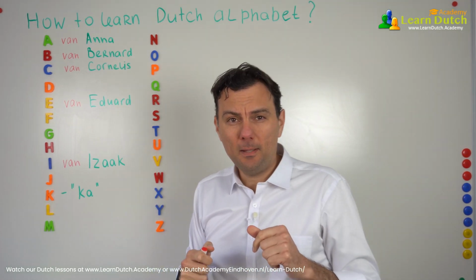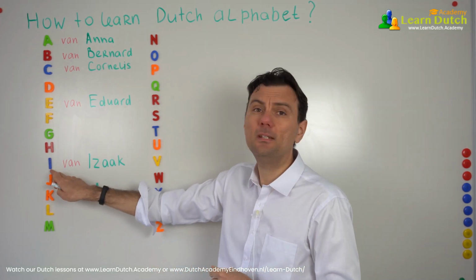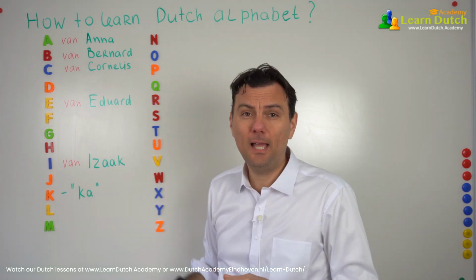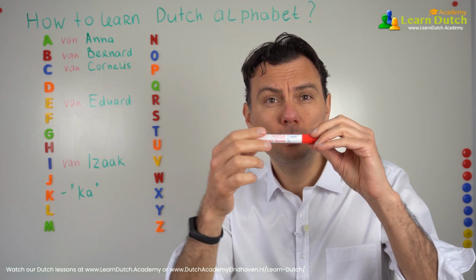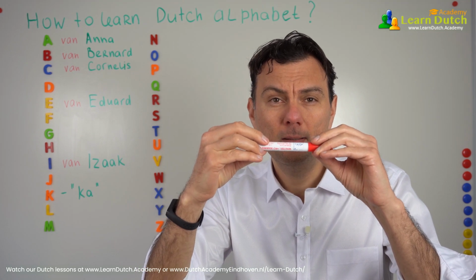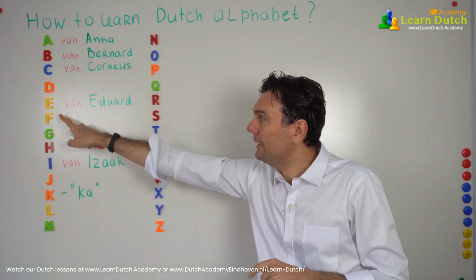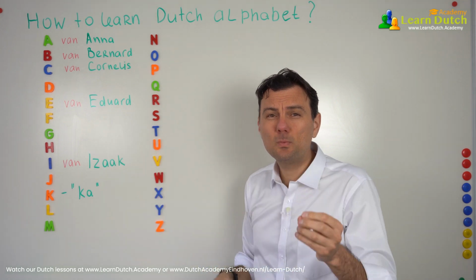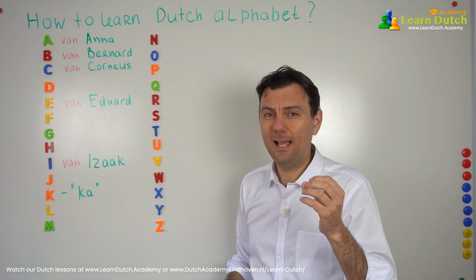So every time when you hear E, you should say to yourself, E van Isaac. I want you to connect the sound to the name and learn them together and use them together. And A van Eduard. You see, that's why you should learn Dutch phone alphabet.